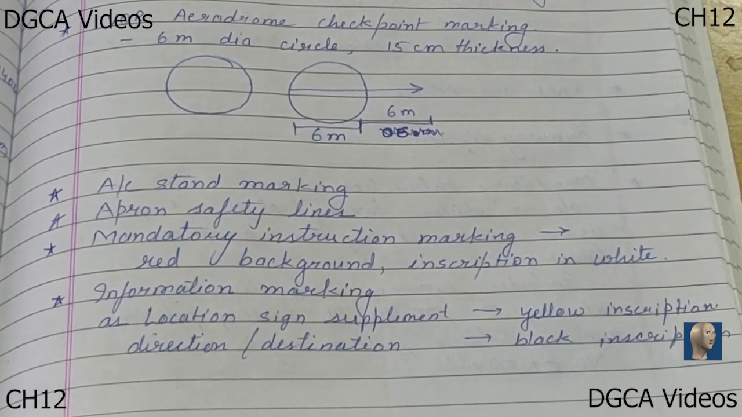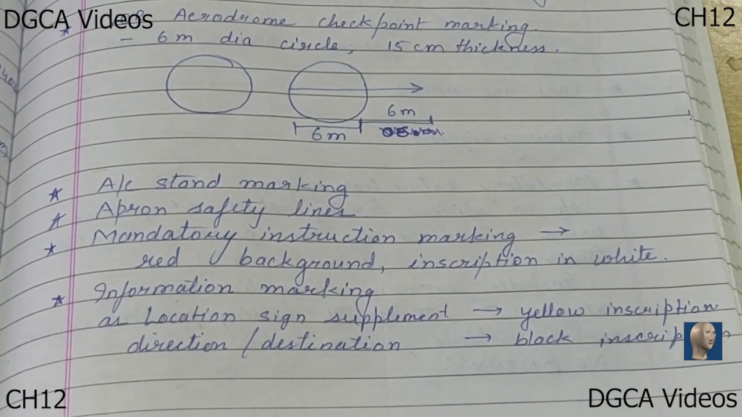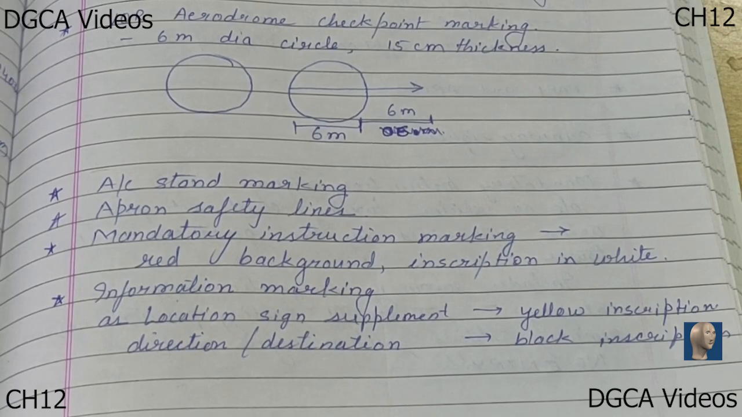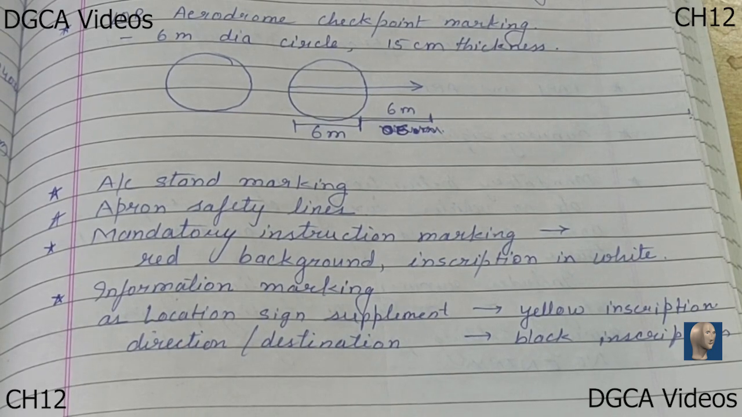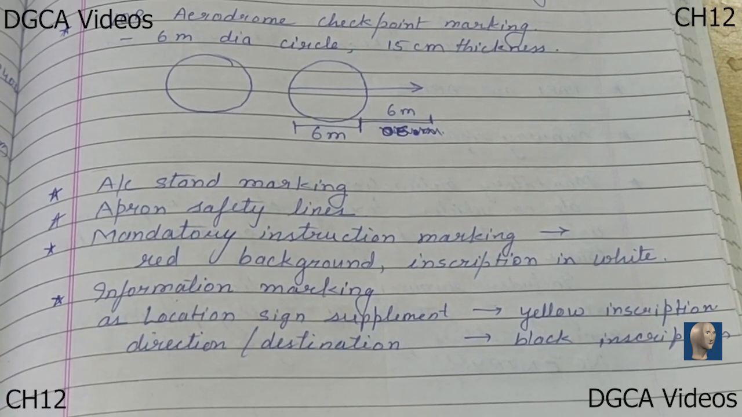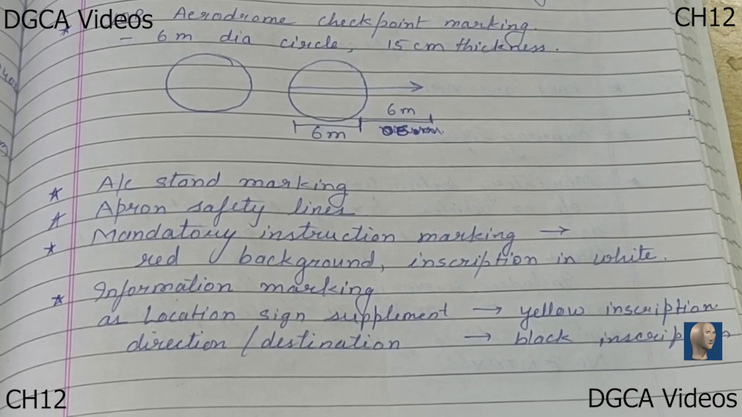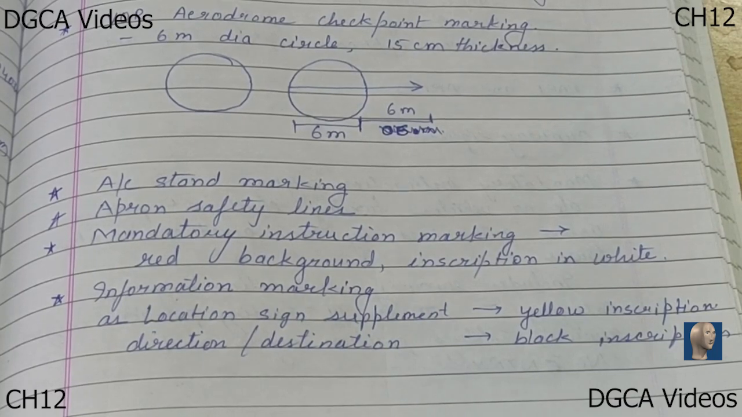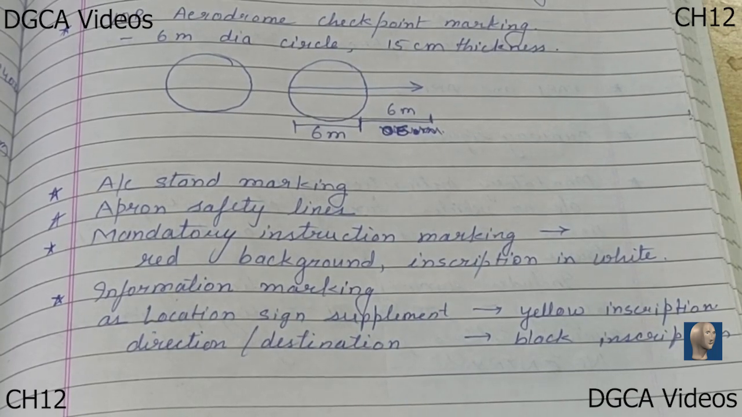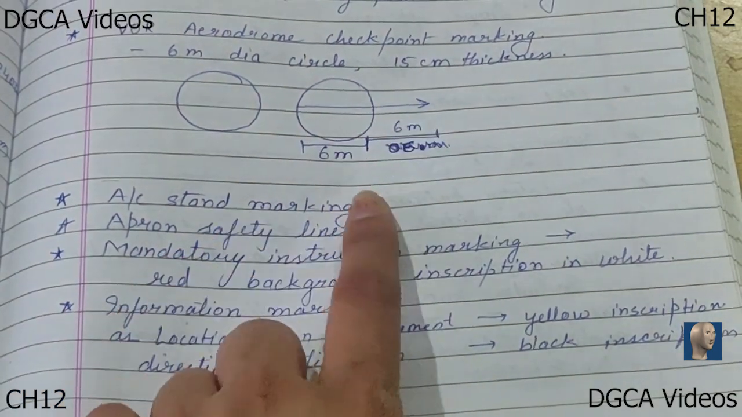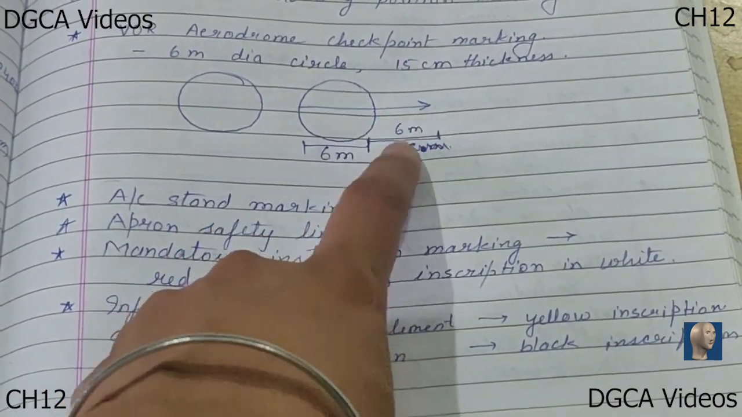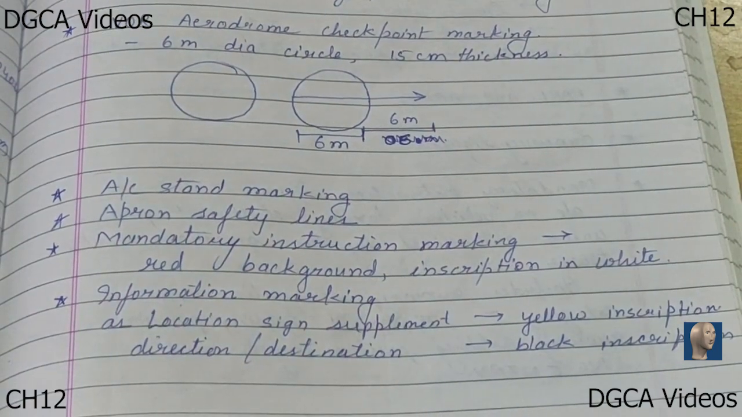Next part is VOR aerodrome checkpoint marking. So this marking consists of a circle which is 6 meters in diameter and 15 centimeters in thickness. Also, to align the aircraft in a specific direction and tell you the direction, this arrow is also sometimes there. So from the perimeter, 6 meters will be the length of the arrow.